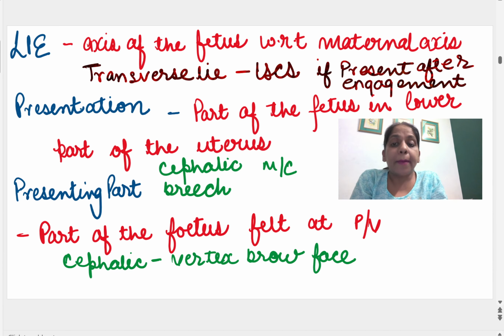Now, what do you understand by presenting part? If the presentation is cephalic, it means the head is in the lower part of the uterus, which is the most common presentation. Now which part of the head is felt on PV? Let me show you with the slide.